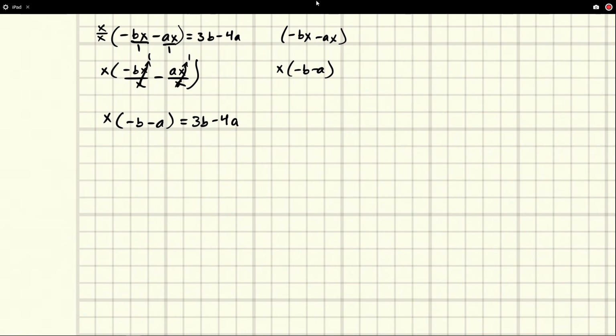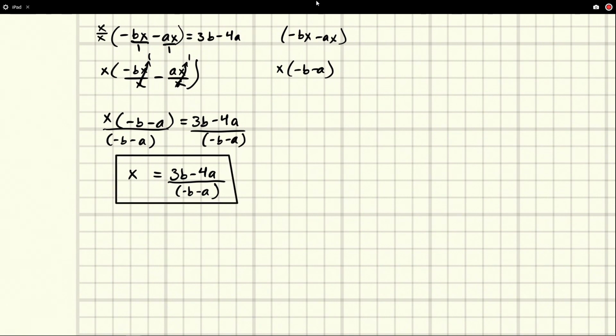So, okay, now that we're here, this x is times this whole thing. So what we're going to do is divide by that whole thing on both sides. So we're going to take minus b minus a, minus b minus a, and just divide it out. And we get that x is, let me write it better, 3b minus 4a over negative b minus a. And this would be our solution.